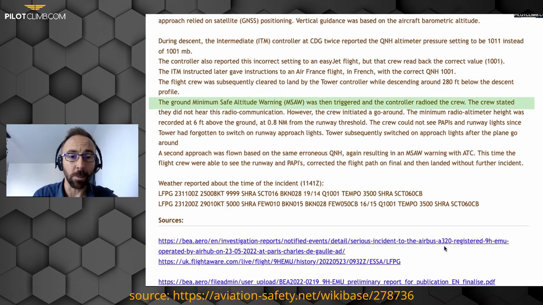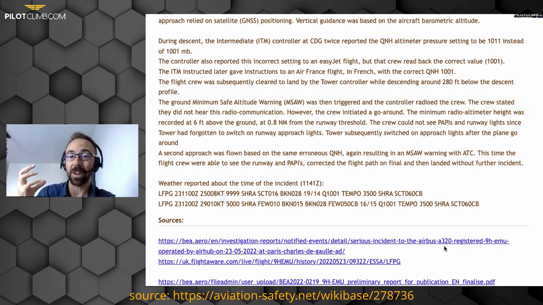The minimum safe altitude warning was then triggered and the controller radioed the crew. So the controllers actually have a system. I'm not very familiar with this system, but air traffic controllers have a system that warns them if any traffic is getting too close to the ground and in a position where it is not supposed to be, okay?